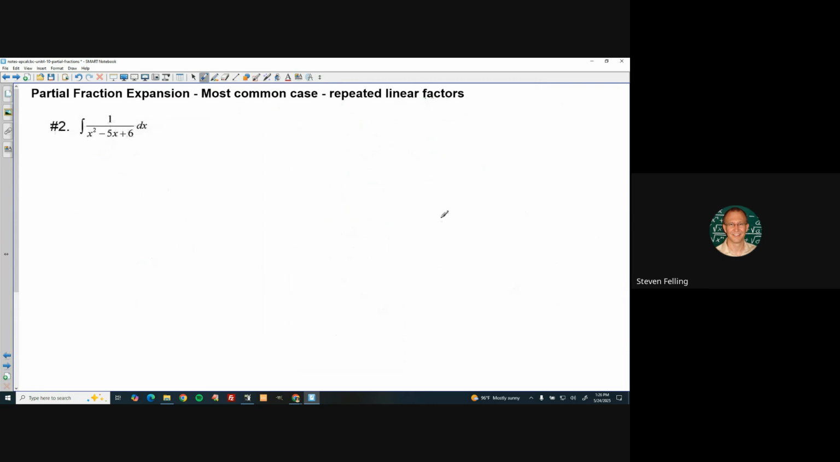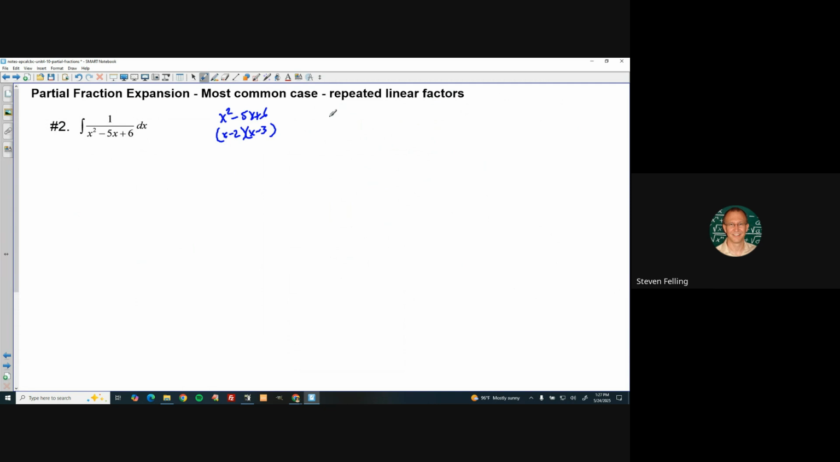Okay, here's another one. You can go ahead and try this. Pause the video, factor, do the partial fraction expansion, and then do the integration of the result, and then unpause and see if you got this correct. So what I would do is on the side, I would show some work here that shows how this is factored. So I'm thinking this is x minus 2, x minus 3. And that means that we could do a partial fraction expansion.